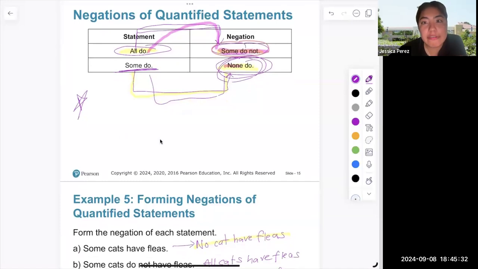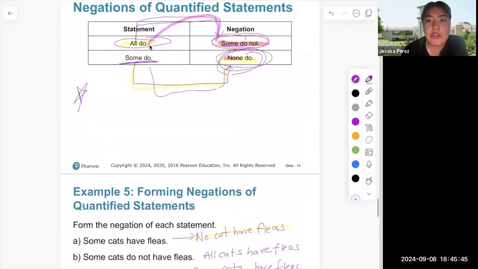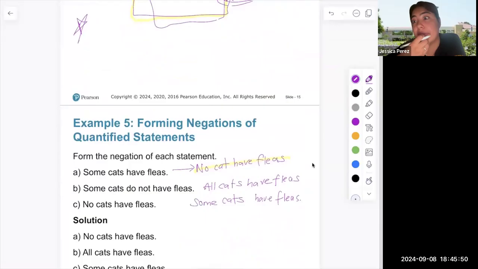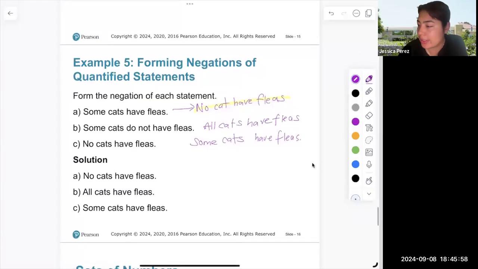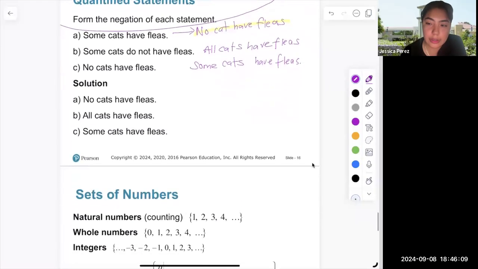So again, some cats have fleas. I started with some do. That means none do. If it says some cats do not, so some do not, that means all do. So I'm going backwards. And if no cats, so none do, then some do. So some cats do have fleas. That would be the solution of example 5, forming negations of quantified statements. This is very important, so there's going to be a question on your knowledge of forming negations of quantified statements.